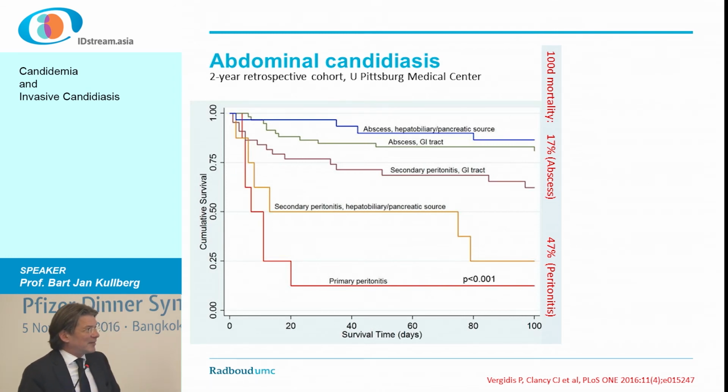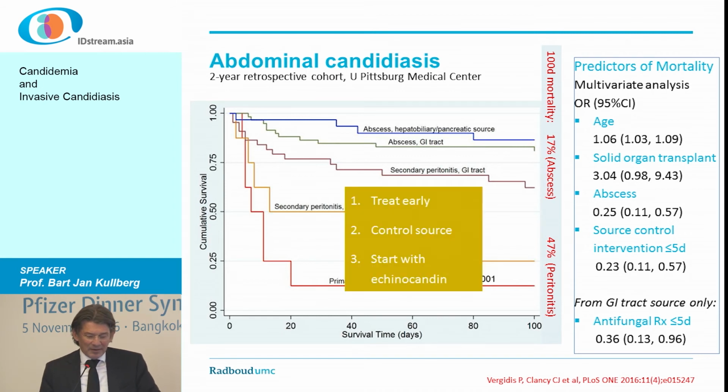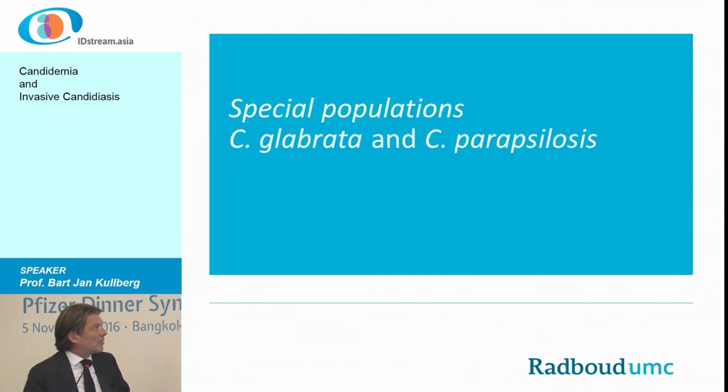If you do a multivariate analysis on the predictors of mortality, of course, advanced age will predict mortality. Organ transplant recipients don't do well. The ones with abscesses do well. They have only a 25% chance of dying as opposed to the other groups, because you can do source control. And of course, early antifungal therapy, again, will improve the prognosis. So again, in this multivariate analysis, the same three factors come up.